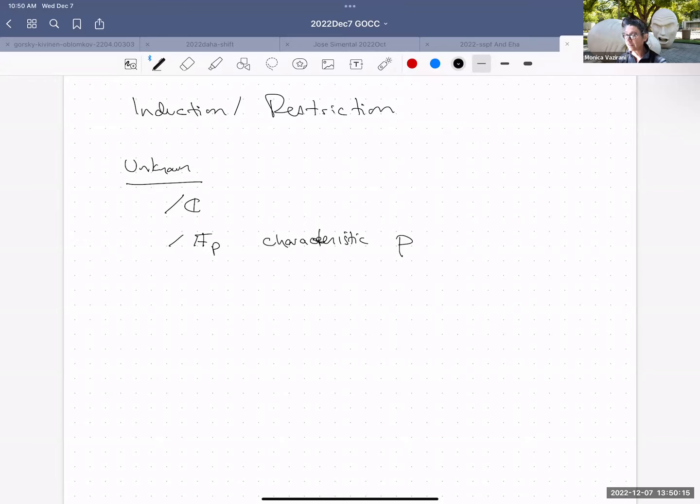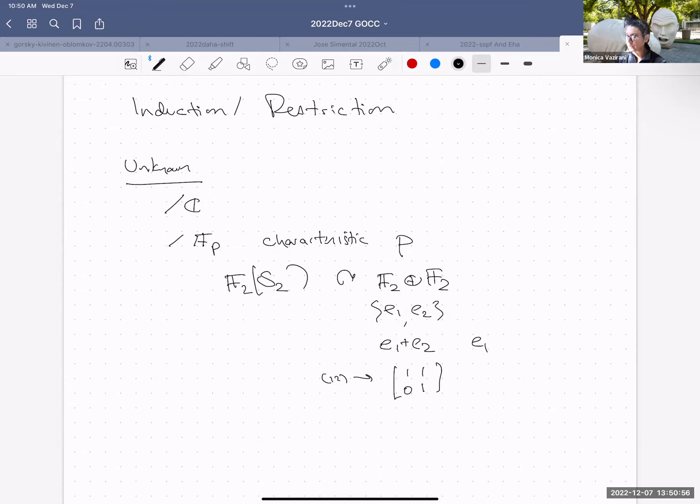And a lot of the things that we want to do don't work. For instance, even if we look at S2 acting on F2 plus F2 with, again, a standard basis e1, e2, try to diagonalize the transposition (1 2). You actually can't. You can't do e1 plus e2 and e1 minus e2. You could do e1 plus e2 and e1, and then (1 2) will go to a matrix like a Jordan block. It can't be diagonalized. So a lot of things break, and there are a lot of open unknown questions here. There is some stuff that's known. There's some combinatorics. There's kind of an analog of Young's lattice that you can draw that gives you much less information.